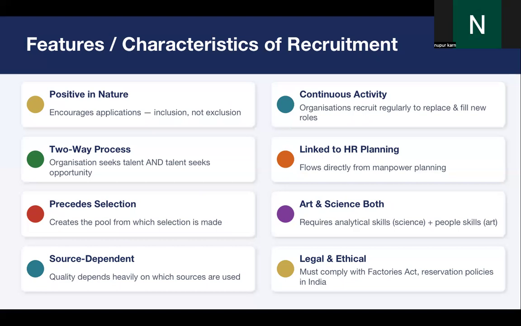You also have to keep a few people in spare that you could use at the time when some people leave the organization suddenly. So you have to create a pool of talent. So it's a continuous process, because organization is not just about 10 people or 20 people. It's about thousands of people working there. Some people are leaving, some people are coming in. So it's a continuous process, and they have to recruit regularly to replace and fill new roles.